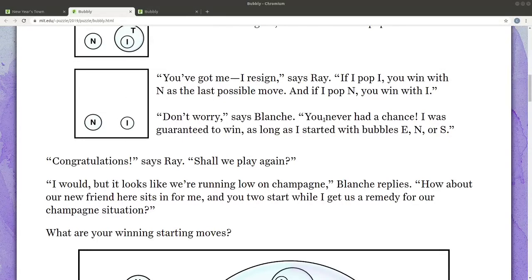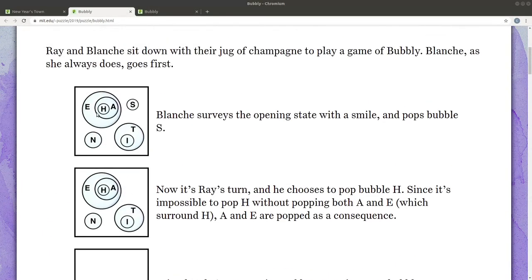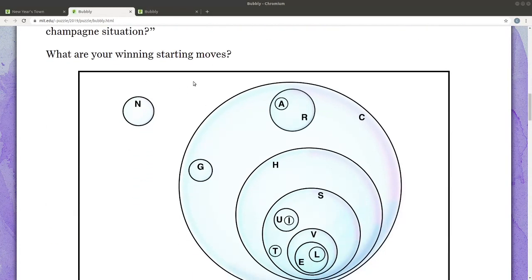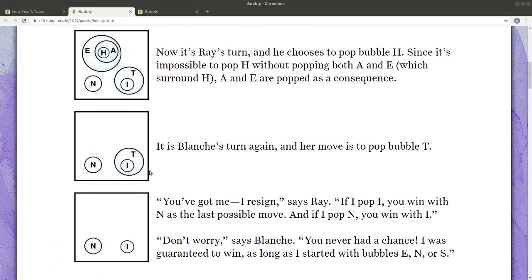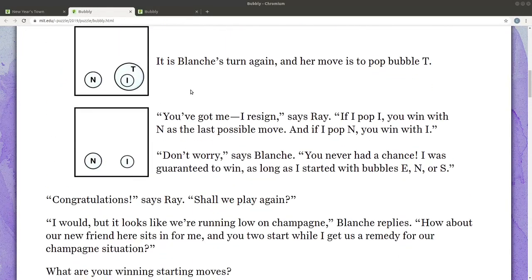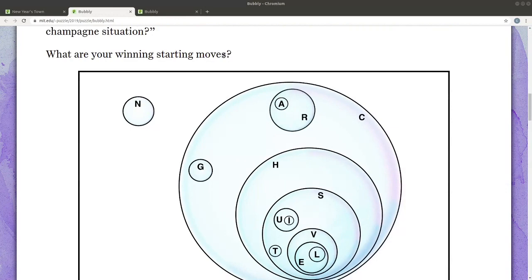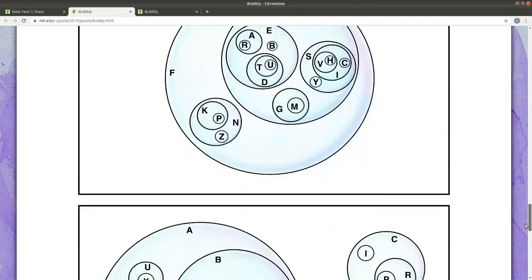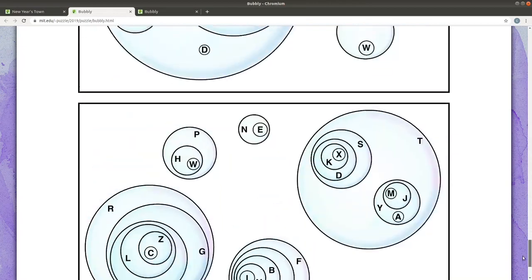Don't worry, says Blanche, you never had a chance. I was guaranteed to win as long as I started with bubbles E, N, or S. So this is saying that if Blanche had started by choosing E, or N, or S, which she did, then she would have been able to guarantee that she could win. All right. So this section here is explaining the rules of the game. And then it says, what are your winning starting moves? And it has 7 different, much larger games. All right, and that's it.